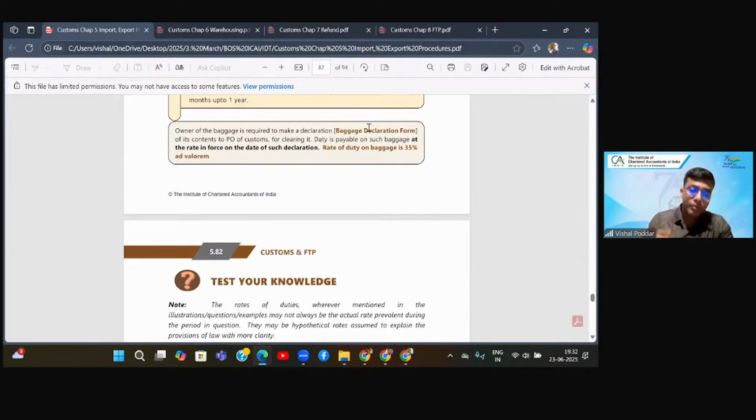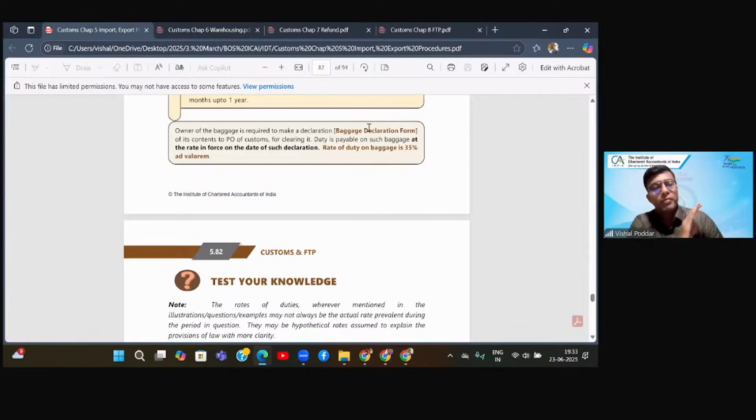Here, since you are bringing the baggage along with yourself, you don't need to file a bill of entry. Instead, you file another document for getting your baggage cleared, which is called the baggage declaration form. And you have to disclose all the contents that you are carrying in your baggage, even if it may be your daily use articles, whatever, because everything has some condition above.